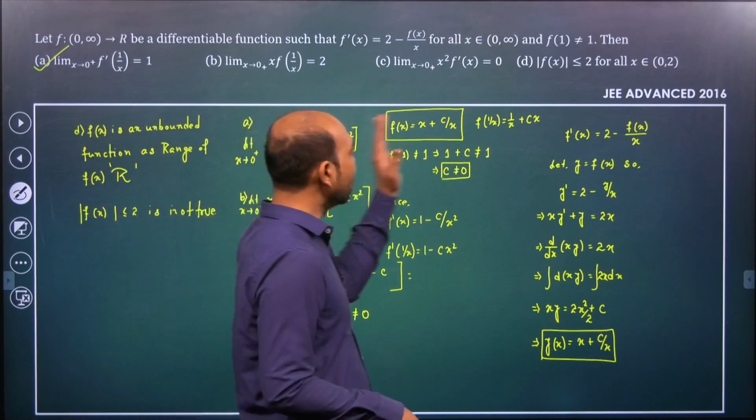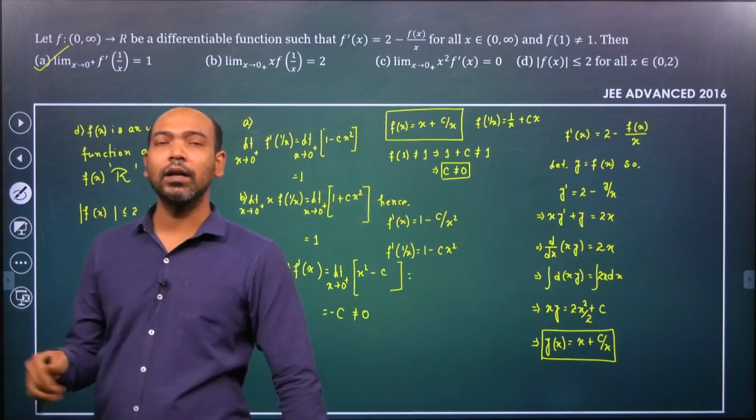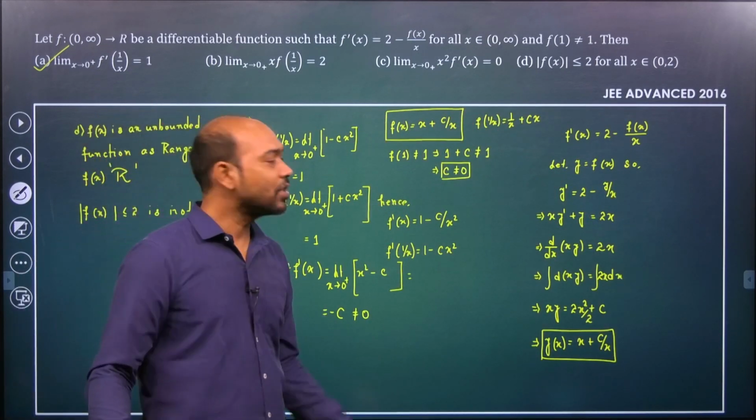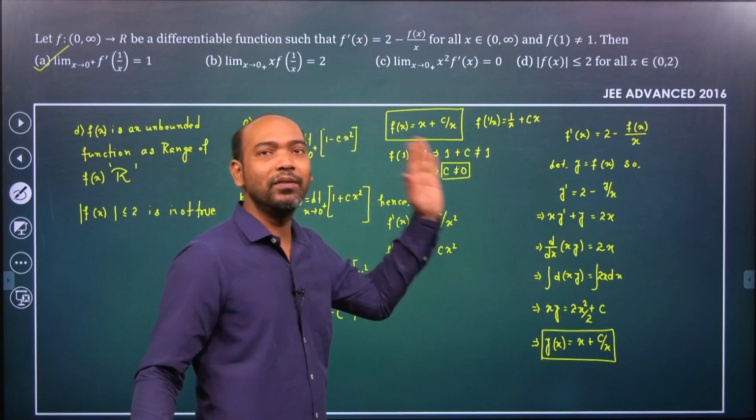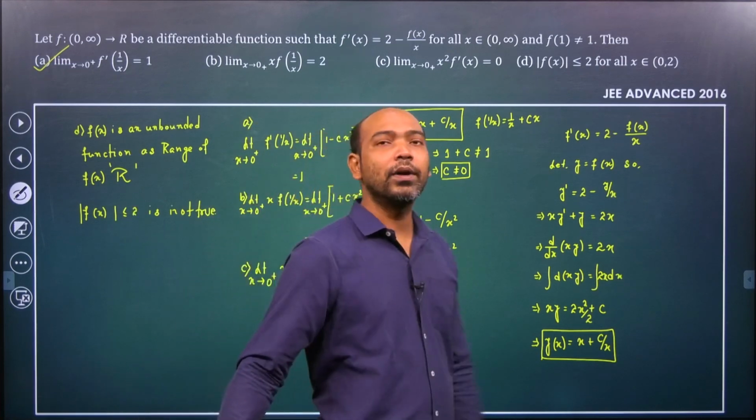So therefore in this particular problem, only one option is correct, that is option A, and all the remaining are false. And that's it. The main part is obviously this, and for the remaining we just have to substitute and get it done. Hope you understood the problem.